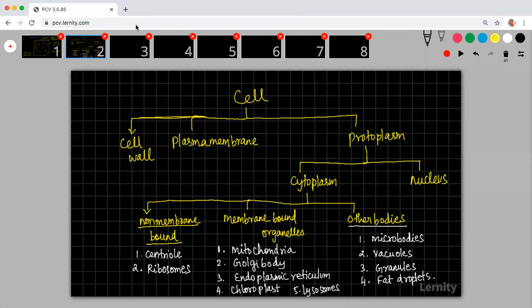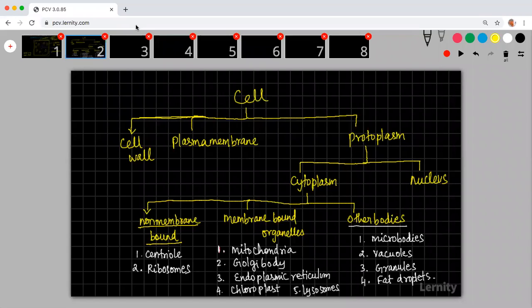So you have the outer covering and the protoplasm. Okay, whatever comes in the outer covering is not included in the protoplasm. Okay, plasma membrane might be living, but it is not part of the main fluid. It is just a covering. So we will not consider that as a part of the protoplasm. Okay, so plasma membrane is separated out, cell wall is separated out, the covering part. And the main living fluid is what we call as protoplasm.